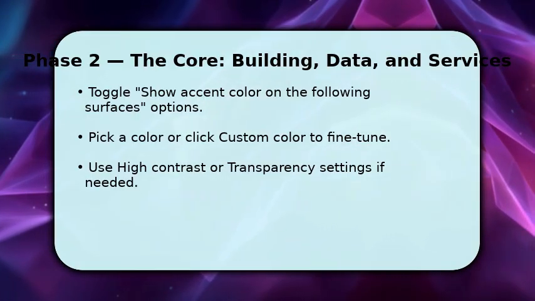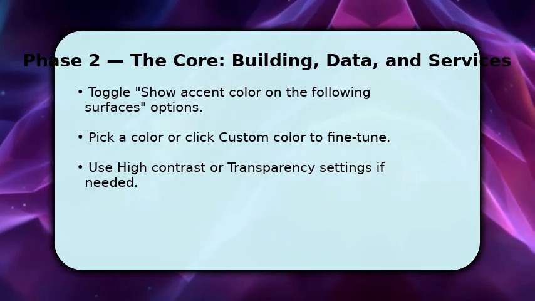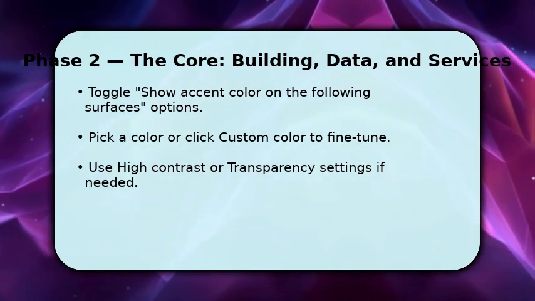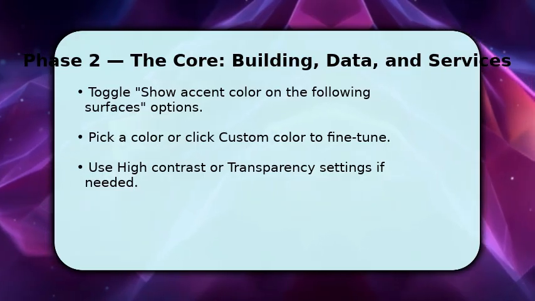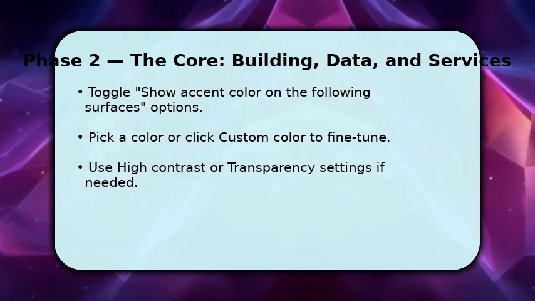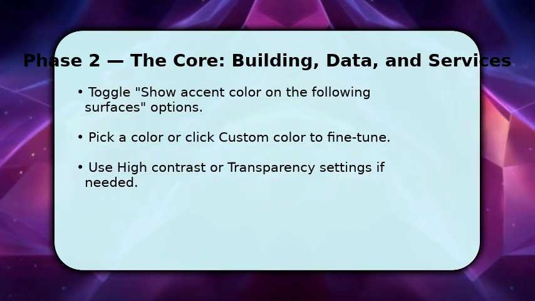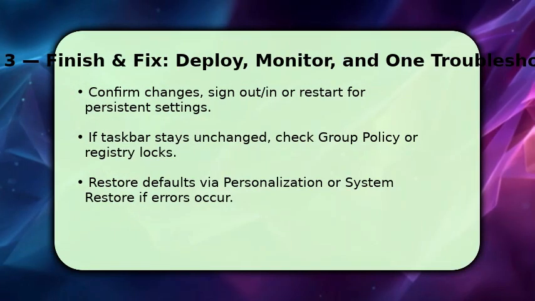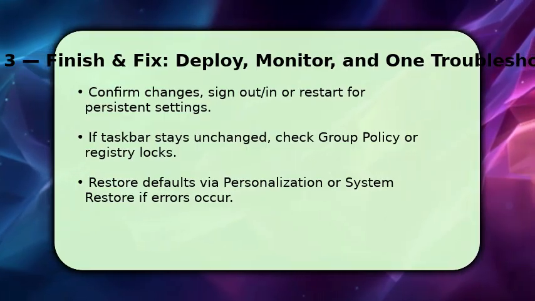If you want translucency, toggle transparency effects. Note that high contrast themes override accents. If the color looks wrong, try switching between light and dark in background to see how tones change. Finish by confirming the selection and testing persistence.